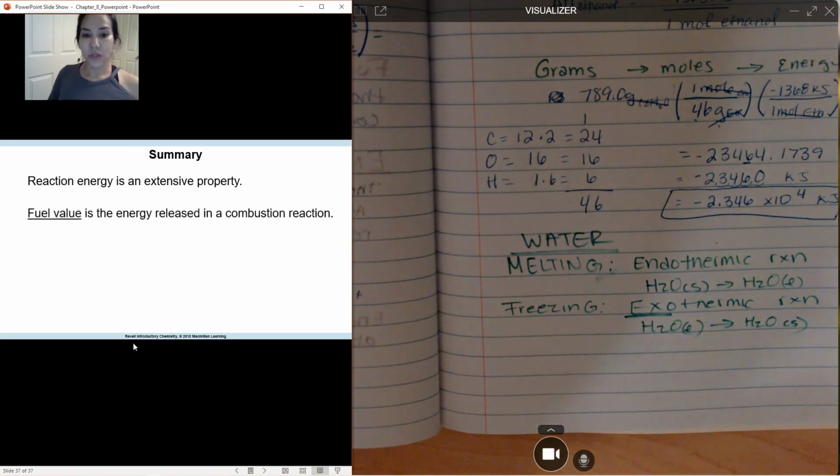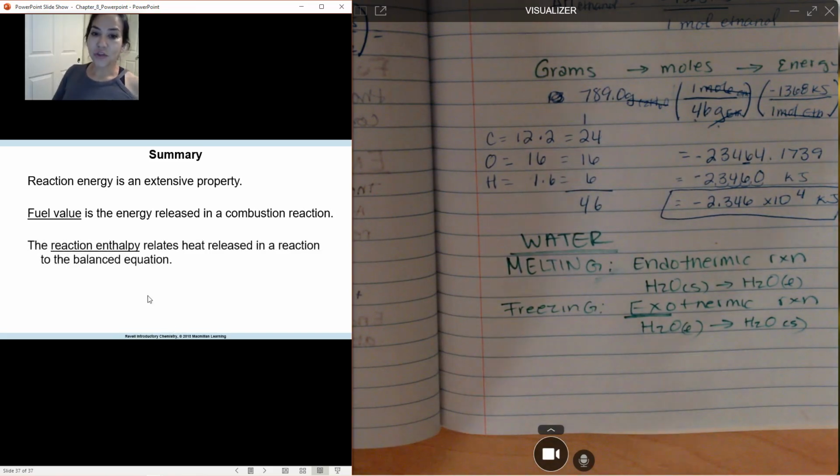All right, so to quickly summarize, the energy released in a chemical reaction is an extensive property. That means it depends on the substance that it's reacting with. For combustion reactions, we often describe the fuel value, right? So like methanol versus wood or things like that. And that fuel value is the energy that's released in the reaction. Methanol releases more energy than wood, right? We often describe this in kilojoules per gram.